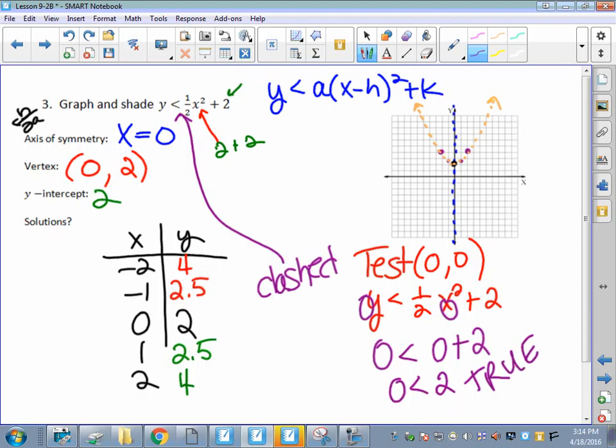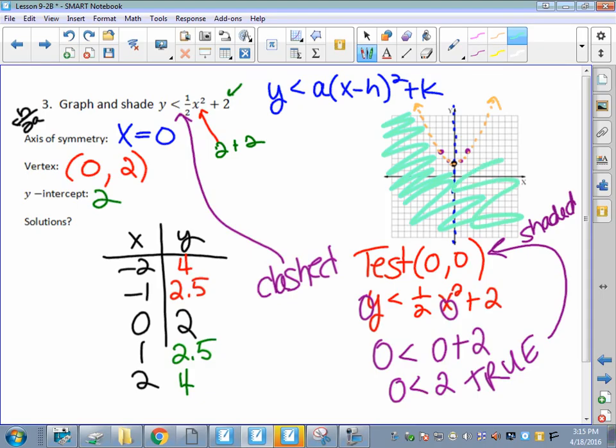So that means that I want the part that includes 0, 0 to be shaded. So will that be inside or outside of the parabola? I want 0, 0 to be shaded, so this one's going to end up, even though I got a true, this one's going to end up being shaded outside that parabola because I want my point 0, 0 to be in the shaded area because I got a true statement. So it's not about inside or outside the parabola, it's whether 0, 0 gets shaded or not shaded.